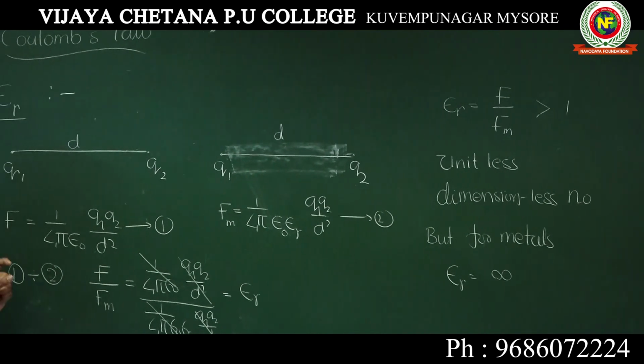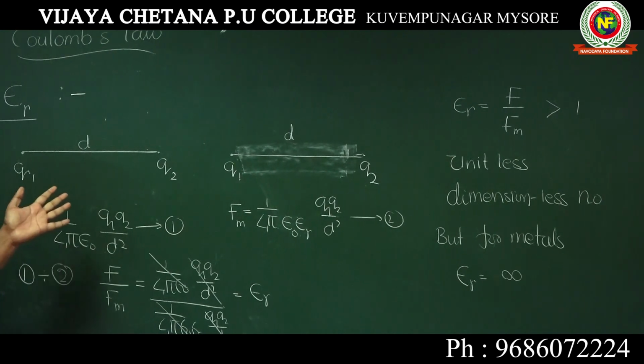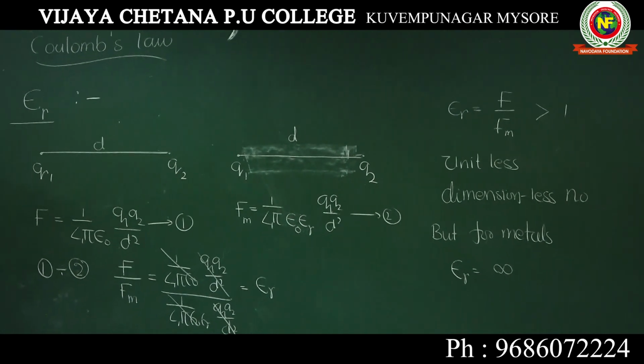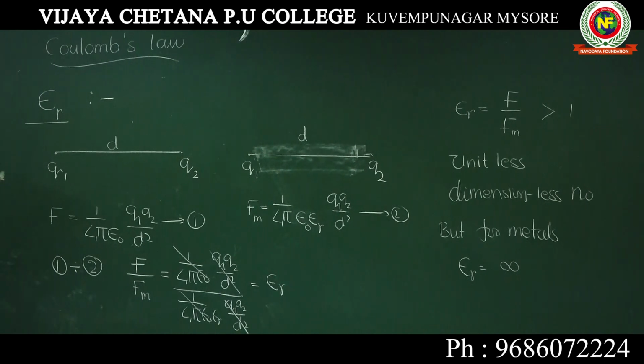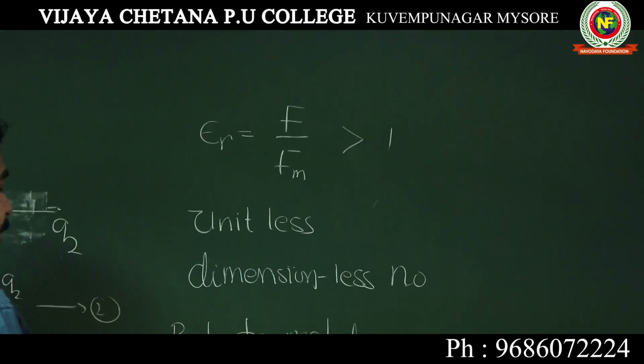In metals, between two charges, force may not exist like what you have in vacuum or air or any other dielectric medium or any bad conducting medium. Therefore, relative permittivity for metals is infinite. Must remember: it is greater than 1 for any medium, infinite for metals.